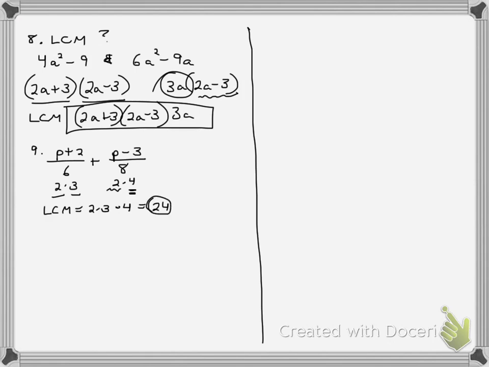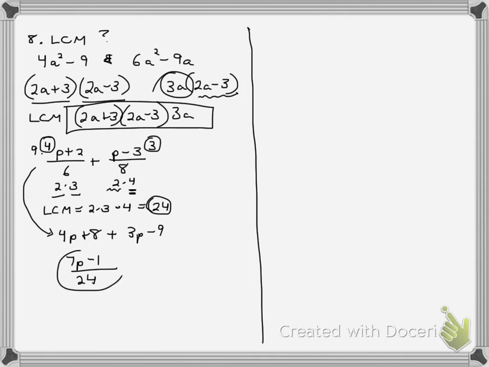So now converting my fractions. I've already got the 2 times 3, so I need times 4. Distributing, I'll get 4p plus 8 plus, on the right side fraction, I've already got the 2 times 4, so I need a 3 as a multiplier, and distributing, I'll get 3p minus 9. Gathering like terms, I'll get 7p minus 1 all over my least common denominator.